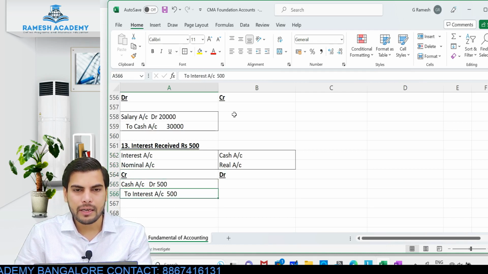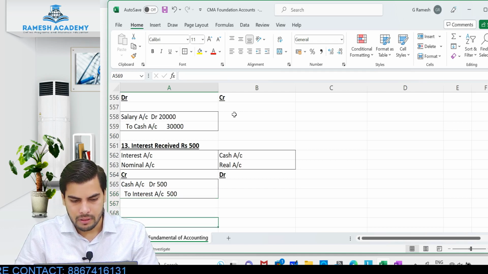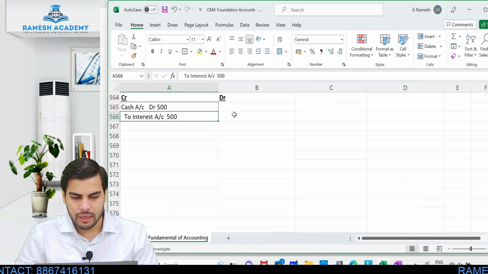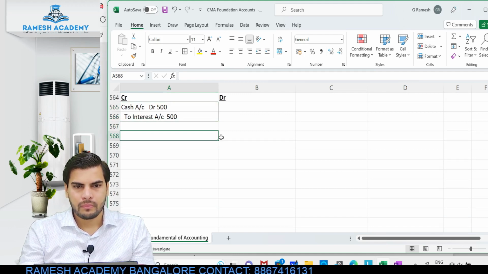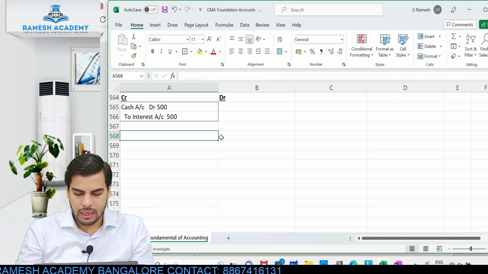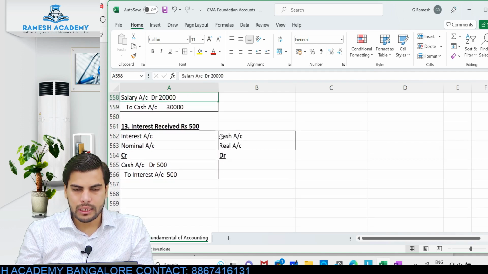Anybody having any doubt, any confusion so far? I hope everybody understood this. Fine, let's just move on to the next transaction. Hope these journal entries are clear to everyone. So clear about these transactions.